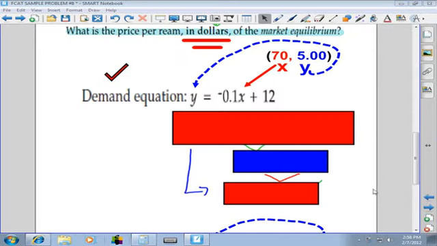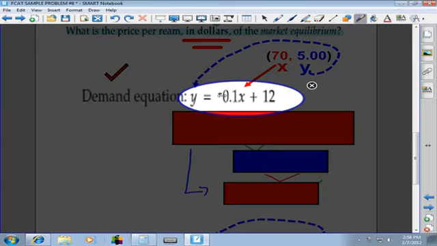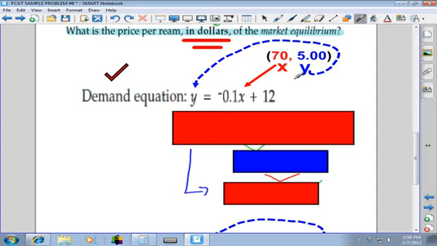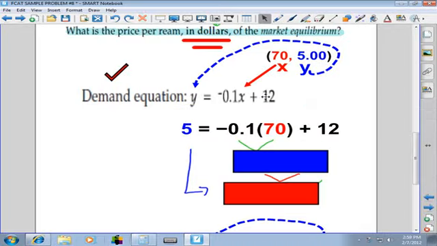Here's how you could check your answer on the FCAT. Please write down on your paper the linear equation y equals negative 0.1x plus 12. To check your answer on the FCAT to see if you have the correct ordered pair, we are going to substitute 70 for x and $5 for y. So please write this on your paper. I substituted 5 for y and I substituted 70 for x.